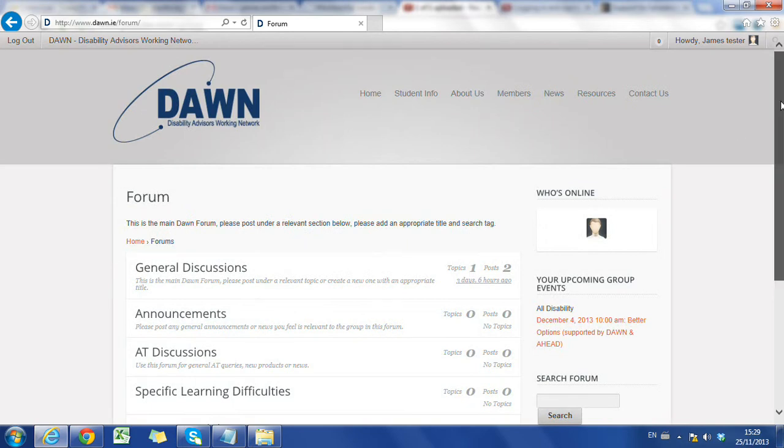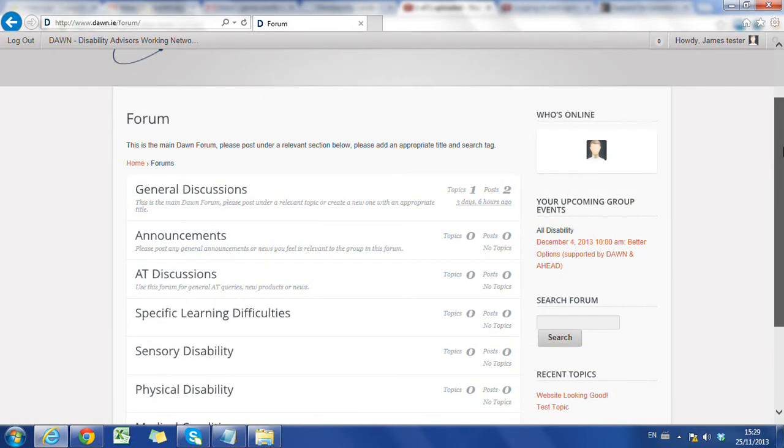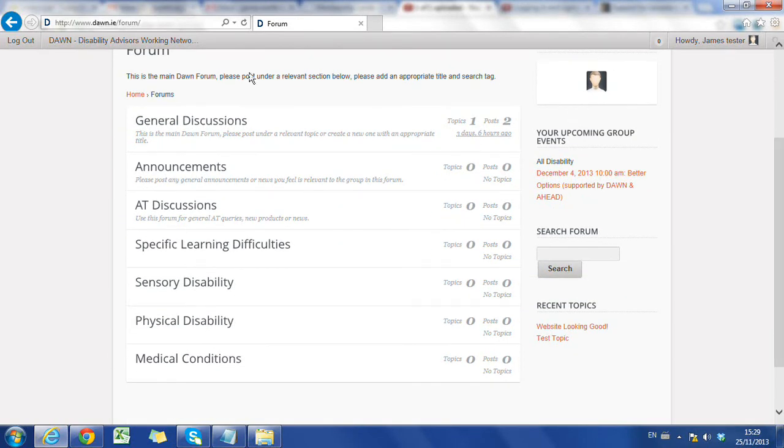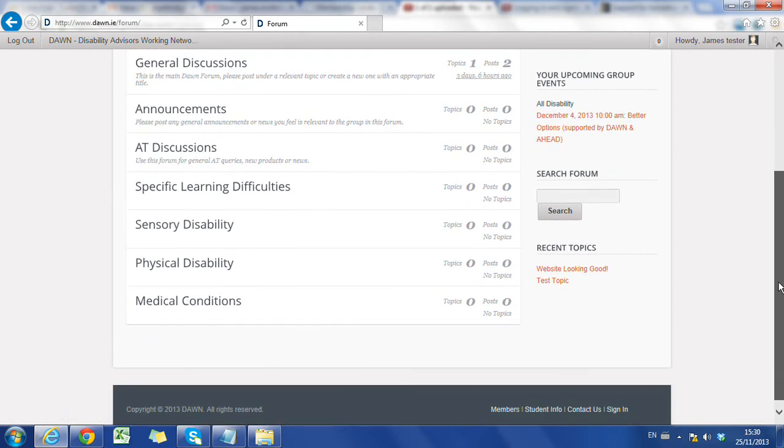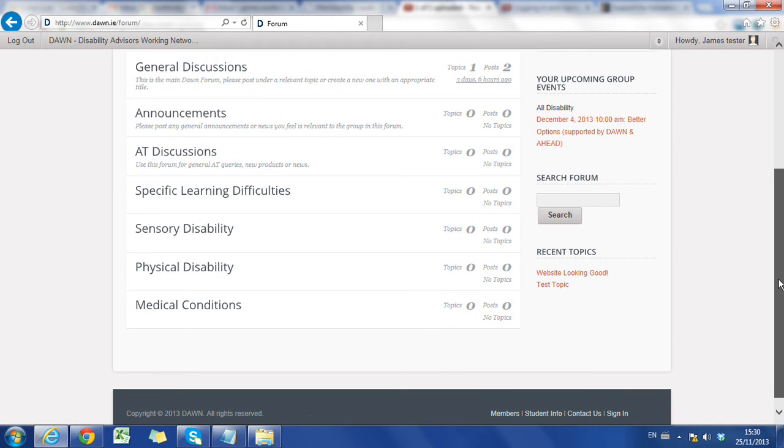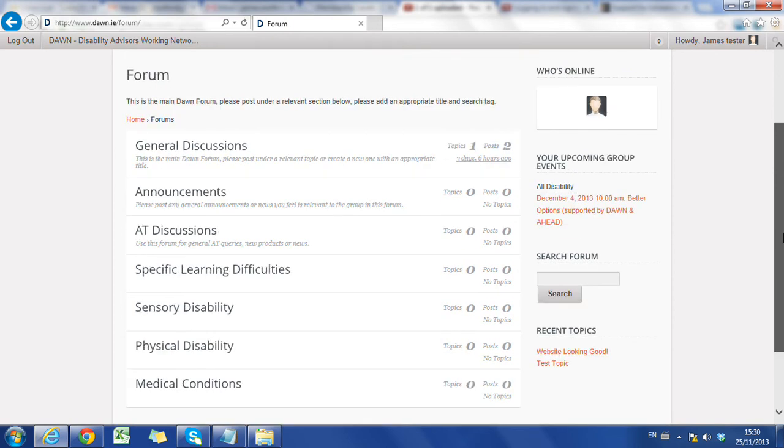and we can see that this is the general index page, so it's like the home page of the forum. And underneath that there are a number of sub forums. So we have general discussions, announcements, AT discussions, specific learning difficulties, sensory, physical and medical conditions. So dependent on the topic or element that you're looking to discuss or to find the answer to, hopefully it will be under one of these particular forums.